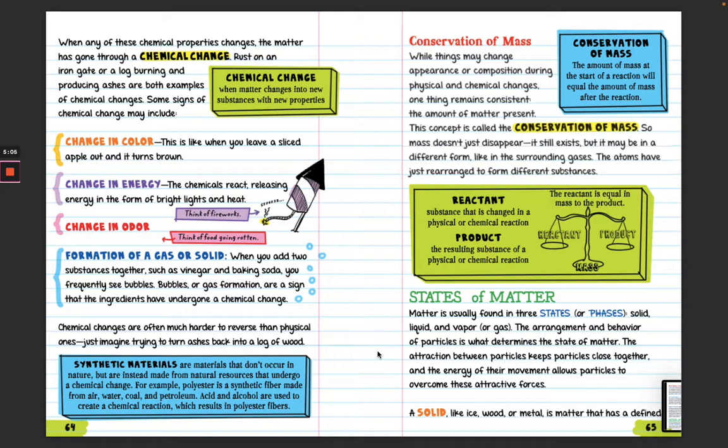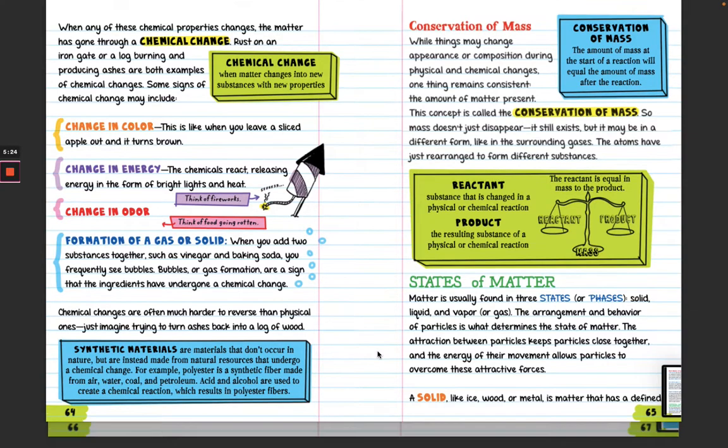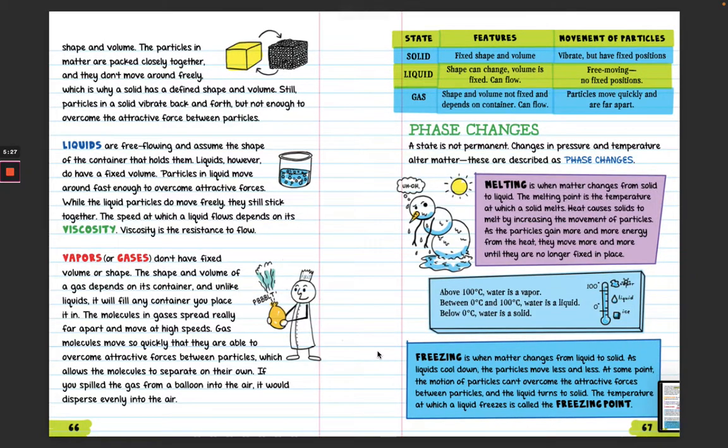States of matter. Matter is usually found in 3 states or phases: solid, liquid, and vapor or gas. The arrangement and behavior of particles is what determines the state of matter. The attraction between particles keeps particles close together, and the energy of their movement allows particles to overcome these attractive forces. A solid, like ice, wood, or metal, is matter that has a defined shape and volume. The particles in a solid are packed closely together, and they don't move around freely, which is why a solid has a defined shape and volume. Still, particles in a solid vibrate back and forth, but not enough to overcome the attractive force between particles.